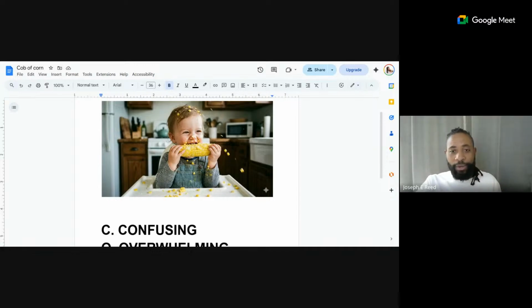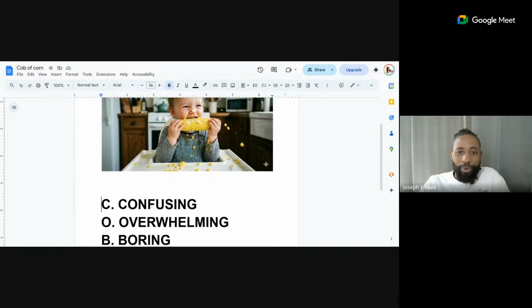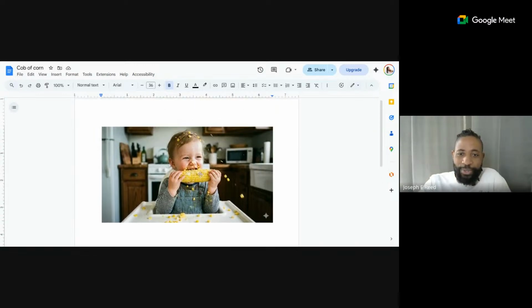And with the overwhelm, okay, you don't have to shove the entire cob of corn in your mouth all at once. Take your time. You can eat a few kernels at a time, chew on them. All the kernels are important. You'll get to them eventually, and they're all related. But take your time. And then with the boringness, make sure you got some nice butter or salt on your corn so that you're enjoying it. Have fun with it.